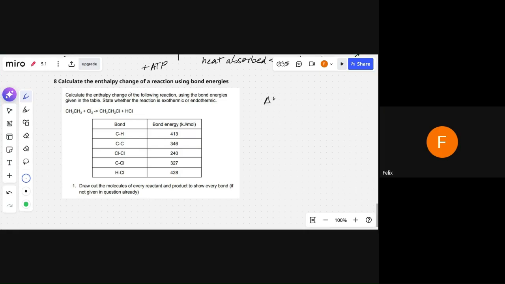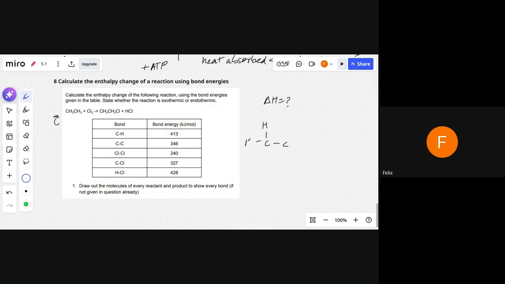We have to calculate delta H, and we have to state whether the reaction is exothermic or endothermic. So look at this reaction. You have to draw the structure of this molecule. So CH3, CH3. Let me just draw it. So it's carbon and carbon.